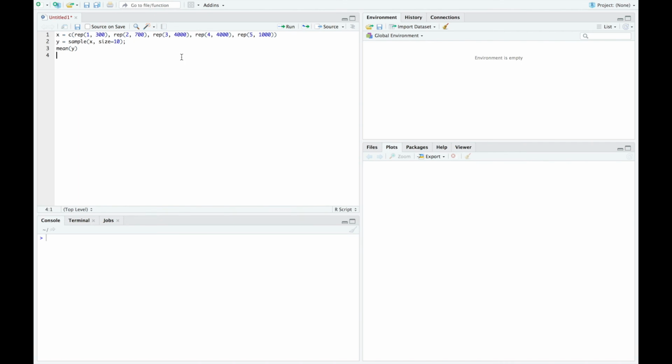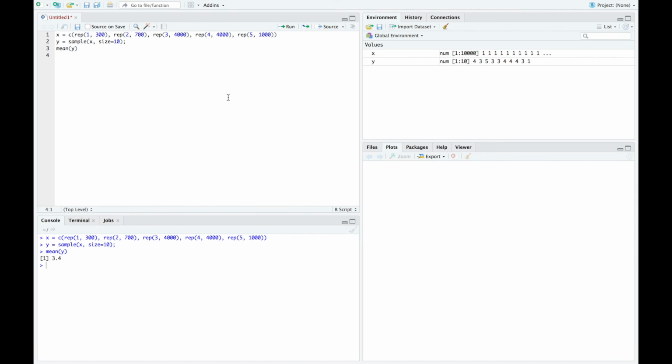I'm then going to let y be equal to a sample. The sample is going to come from this vector, and it's going to be of size 10. And I'm going to use a semicolon since I don't need to know what the actual vector looks like. And I'm then going to calculate the mean of y, the mean of that sample. If I run this, I can see that I get a sample mean of 3.4.